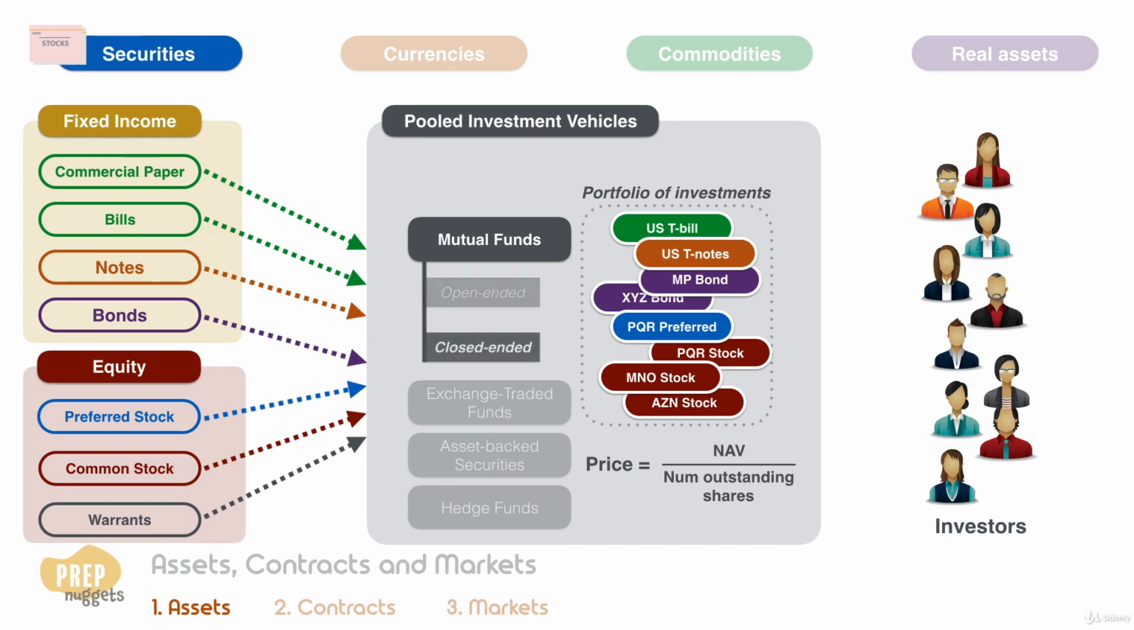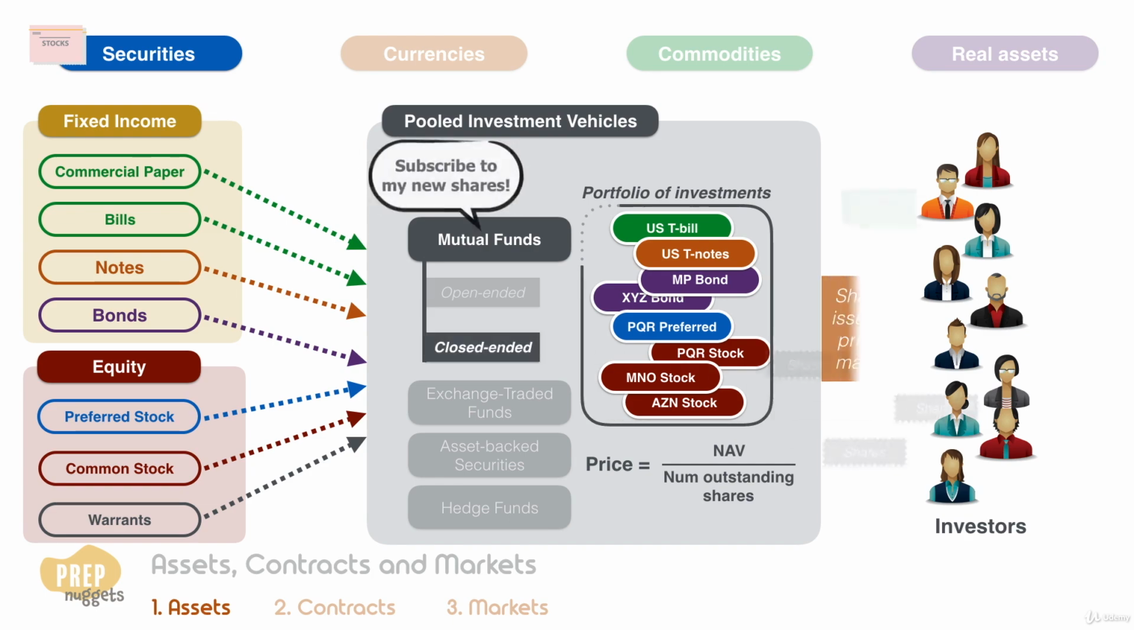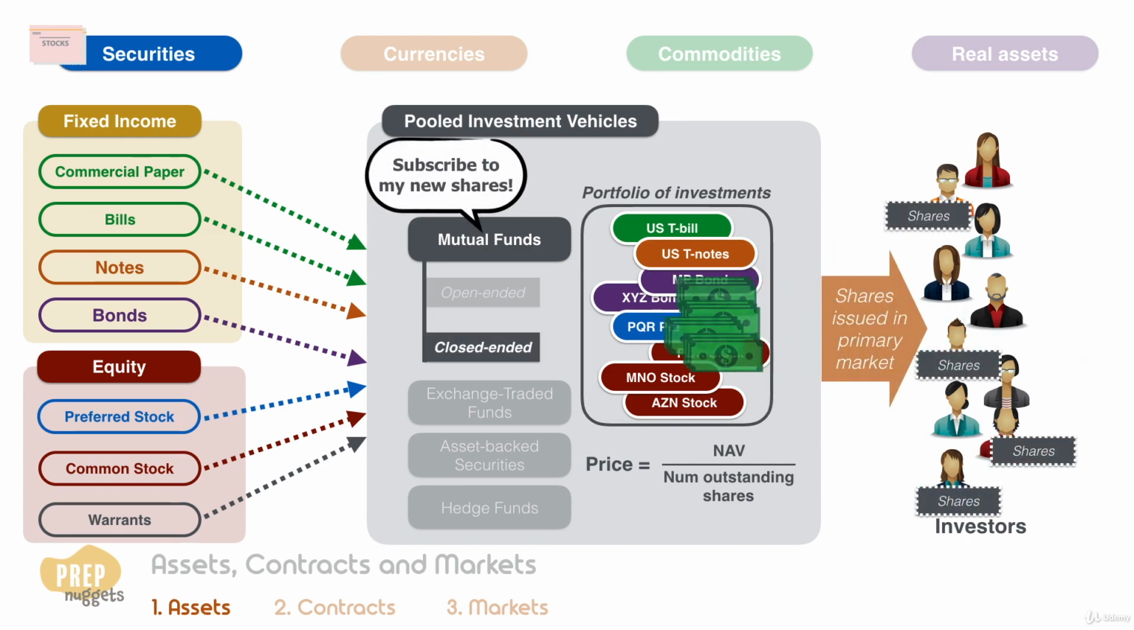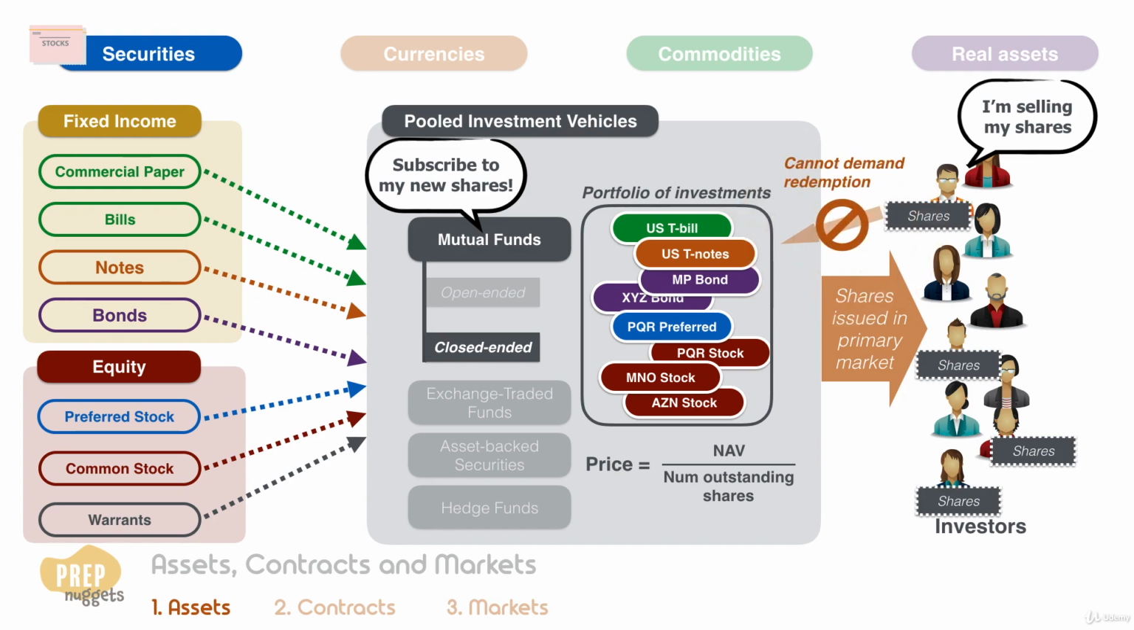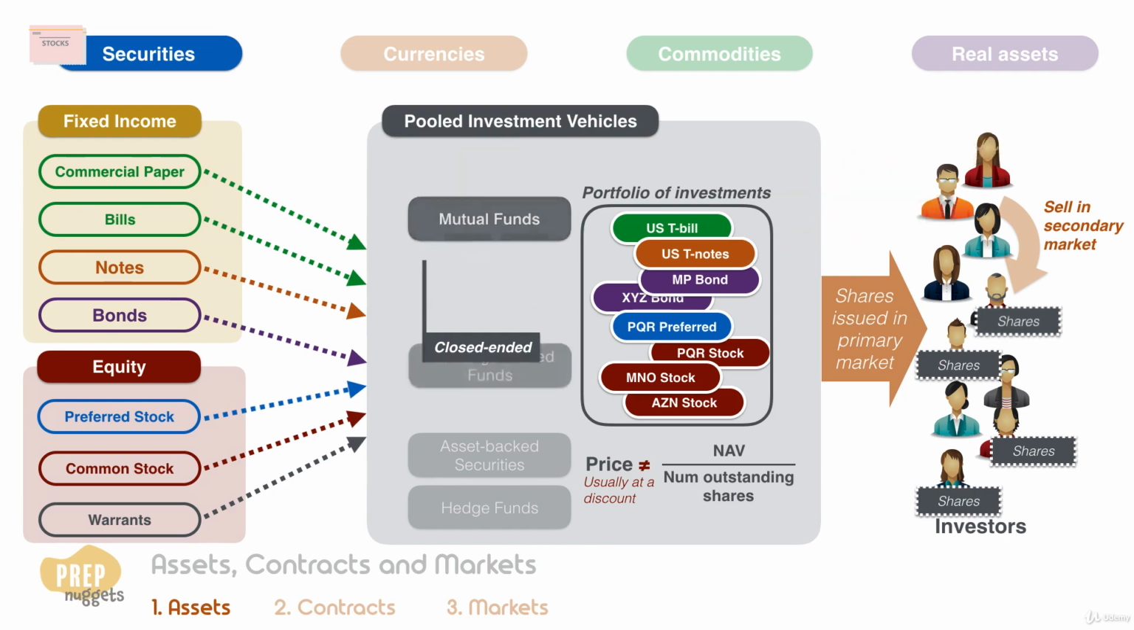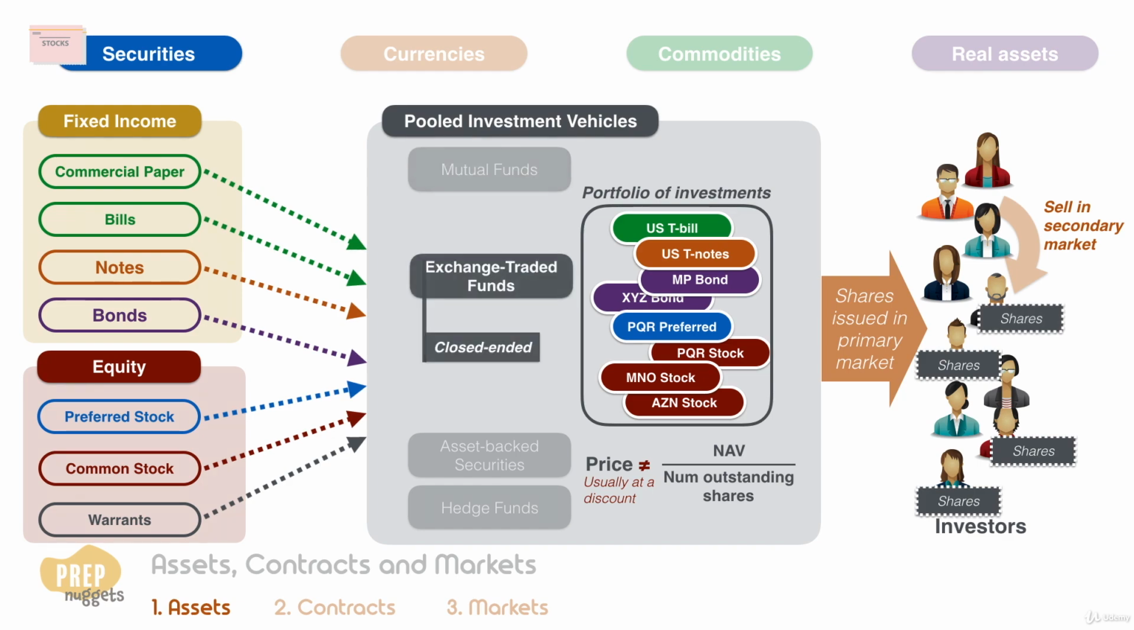In contrast, closed-ended funds issue shares in primary market offerings. Once issued, investors cannot sell their shares of the fund back to the fund by demanding redemption. Instead, they must sell their shares to other investors in the secondary market. The secondary market prices may differ from their net asset values, usually at a discount. Exchange-traded funds also trade like closed-end funds, in which investors trade their shares in the secondary market.